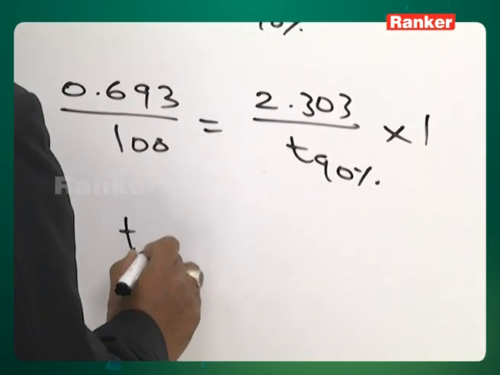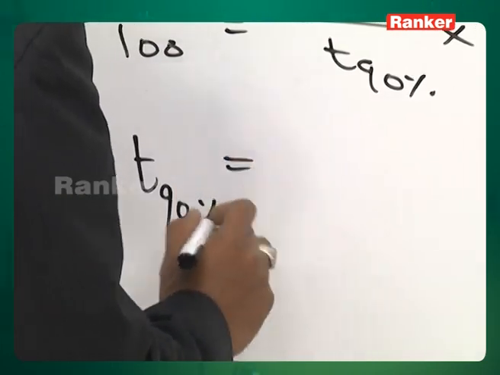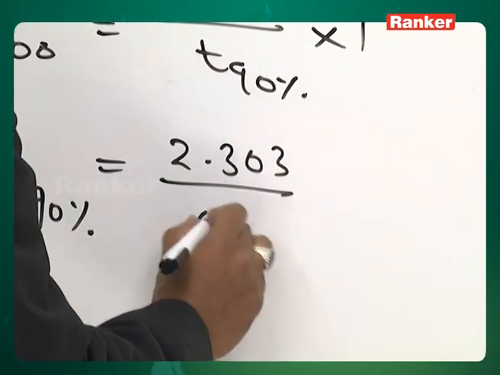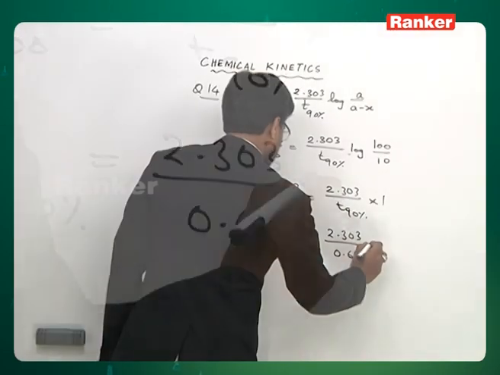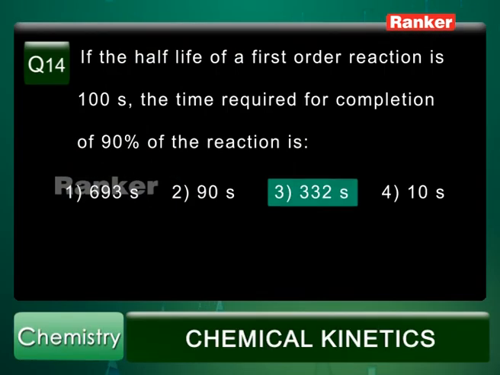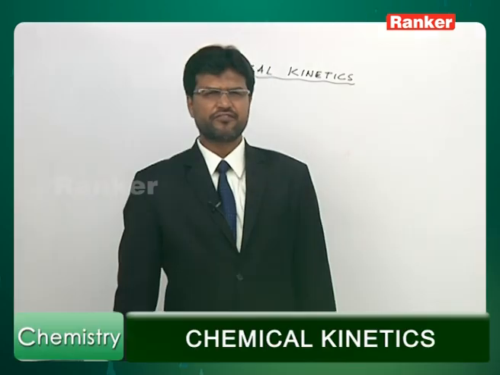Now t 90% equals 2.303 / 0.693 × 100. The correct answer therefore is the third option, 332 seconds. If you simplify this, you get 332 seconds. Third option.